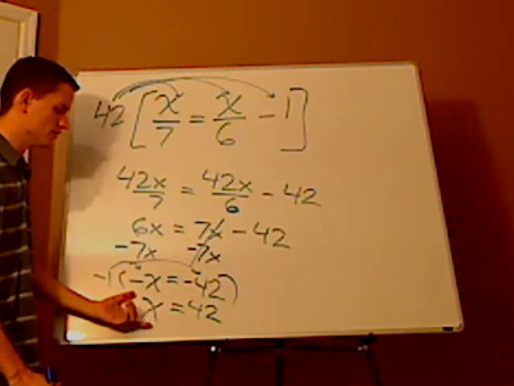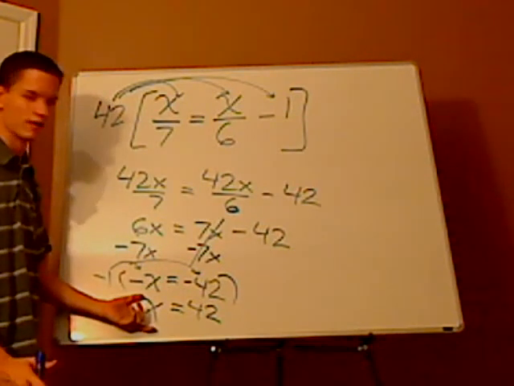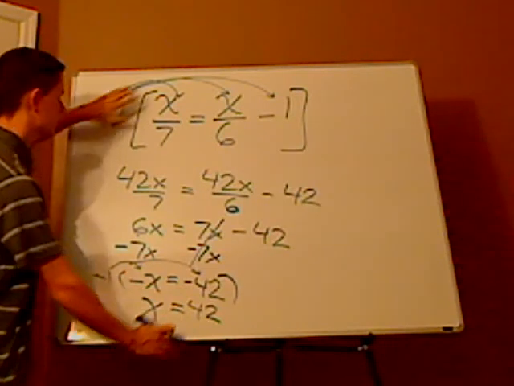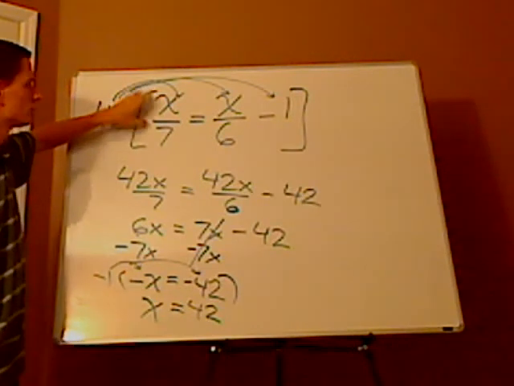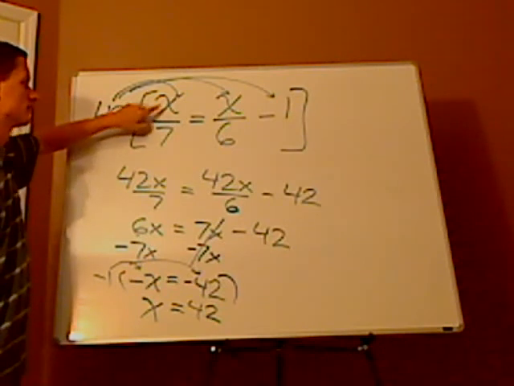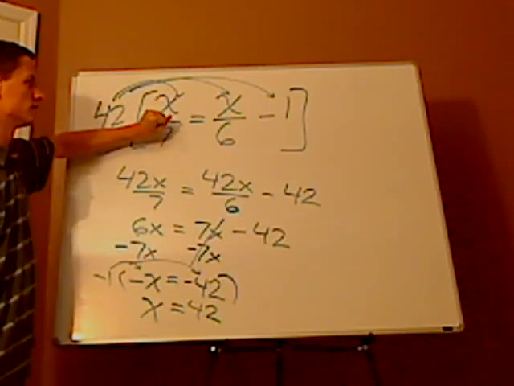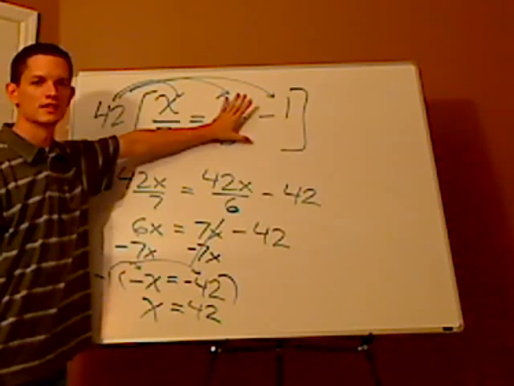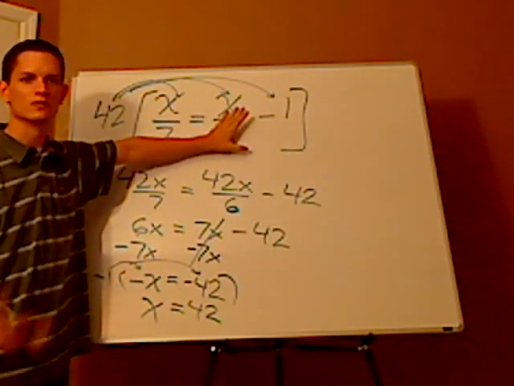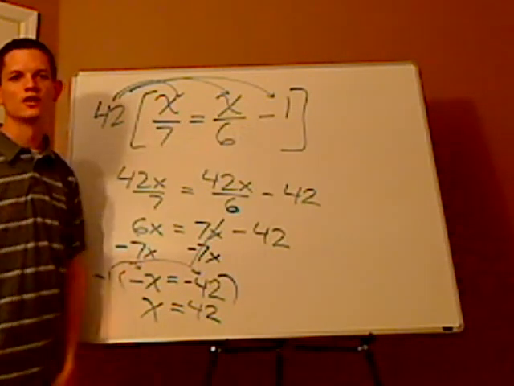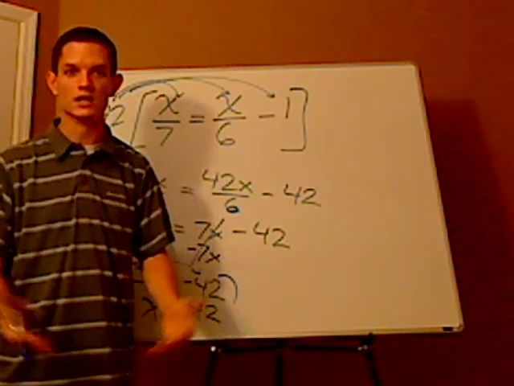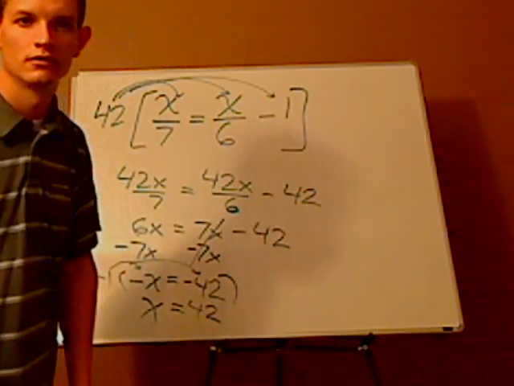Now what you can do when you're solving for a variable, to see if you're right, is plug it into the original equation. 42 over 7, okay, that's 6 on this side. Let me see if I get 6 on this side as well. What's 42 over 6? Yeah, 7. 7 minus 1 is 6. So it does work out. So the correct answer would be 42.